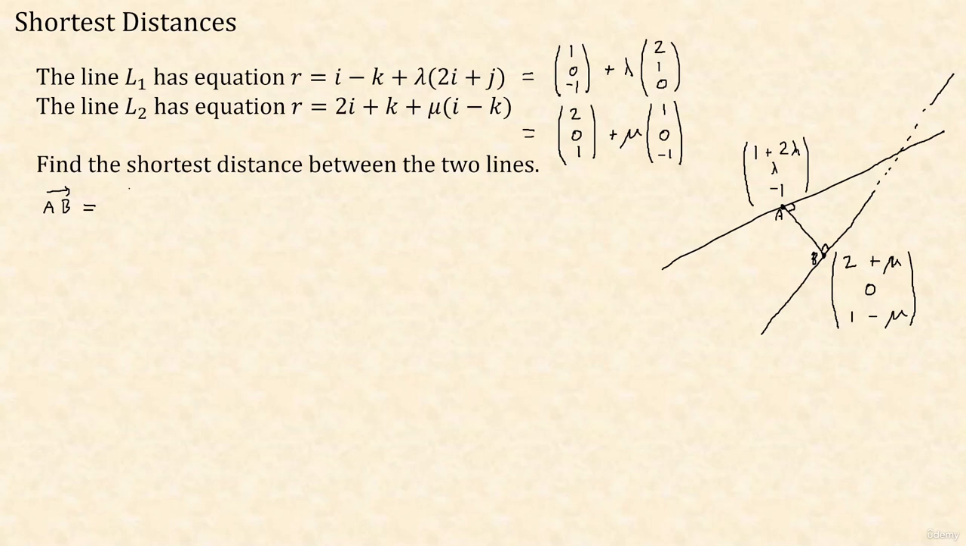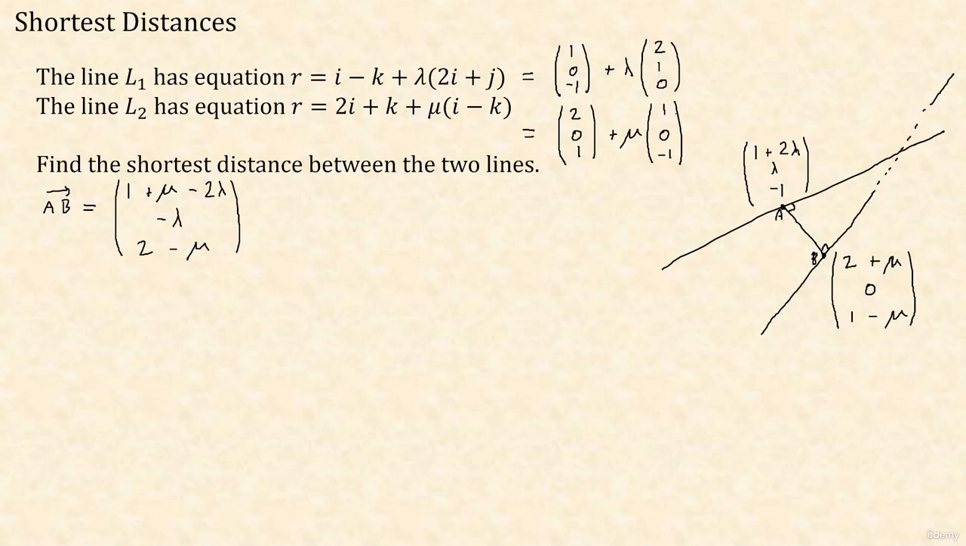2 minus 1 is 1, and then it's plus mu, and then minus 2 lambda. And let's do the j components next. That's 0 minus lambda. So there's an easy one there. That's just minus lambda. And then the k components is 1 minus mu minus negative 1. So 1 minus negative 1 is 2. And then it's minus mu. So that's AB.